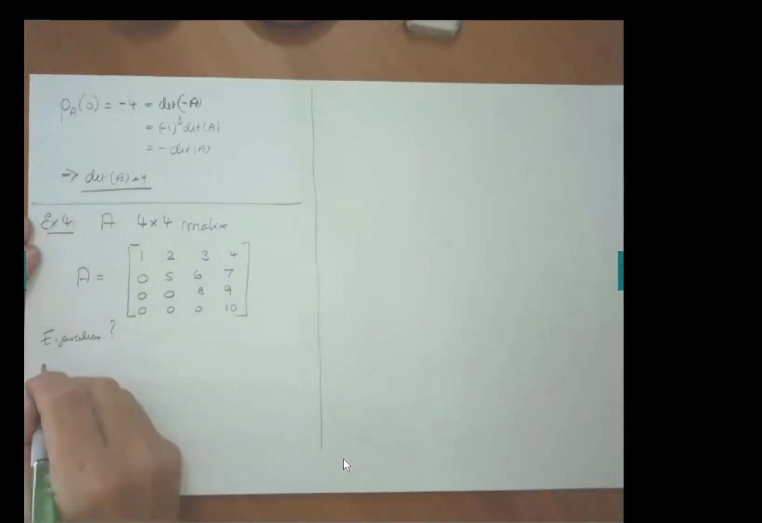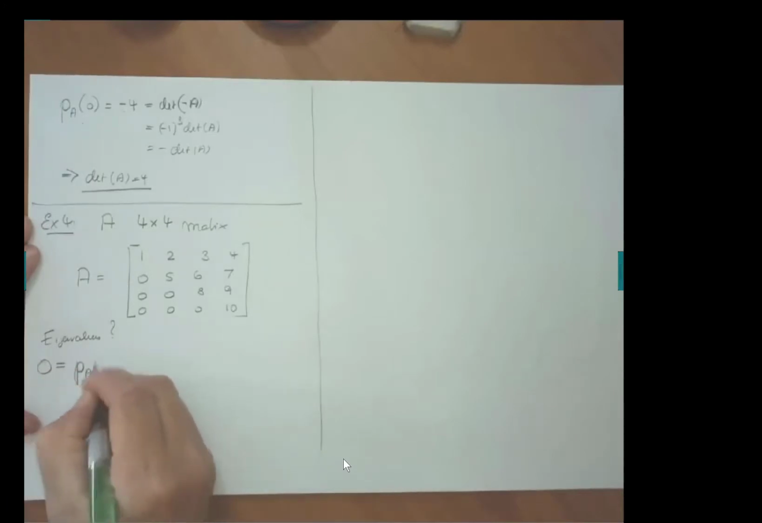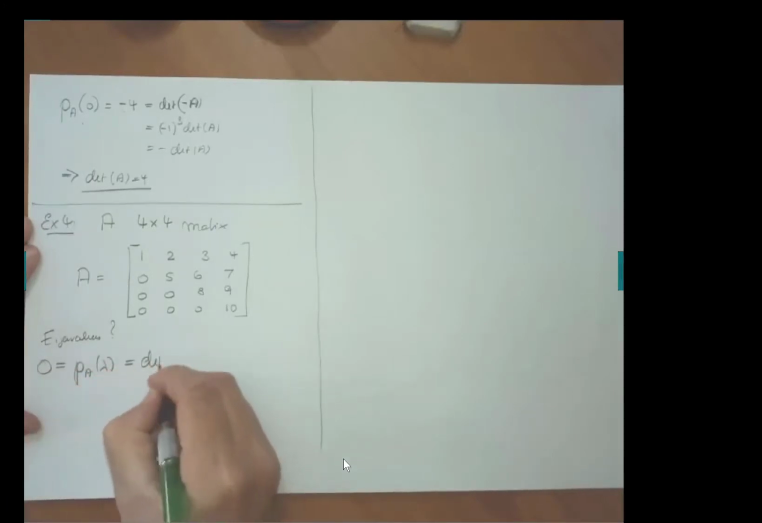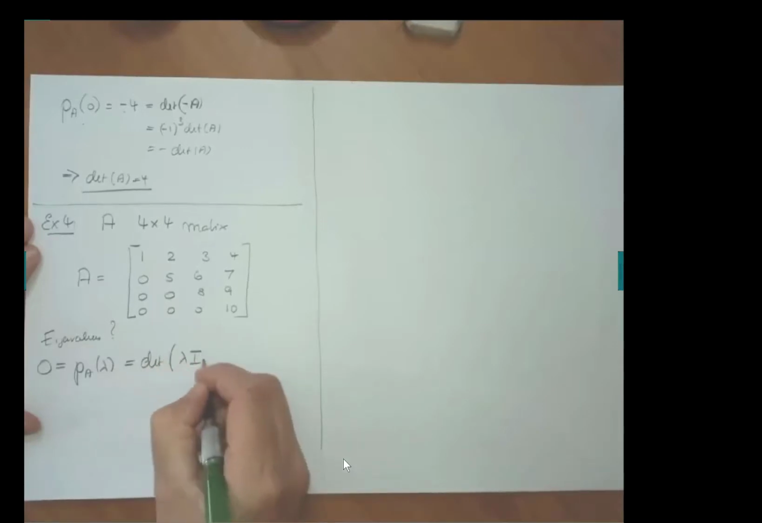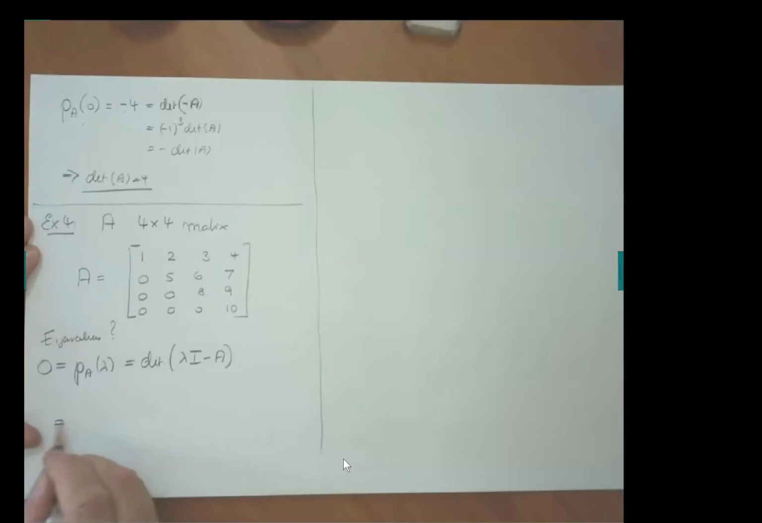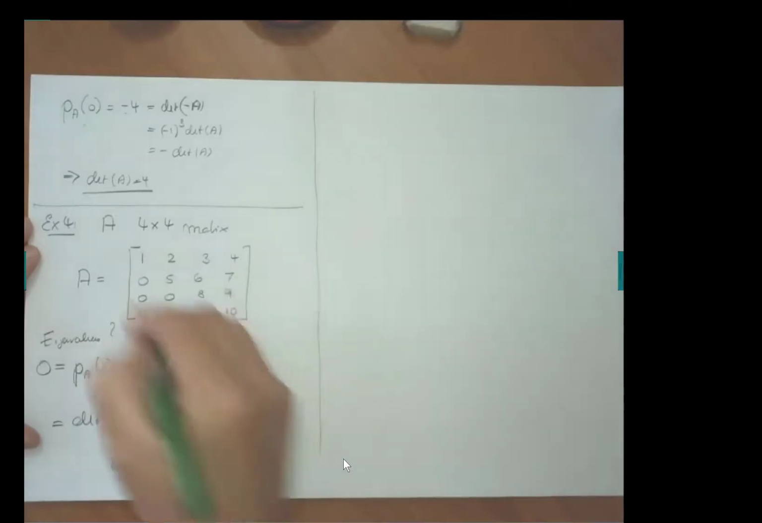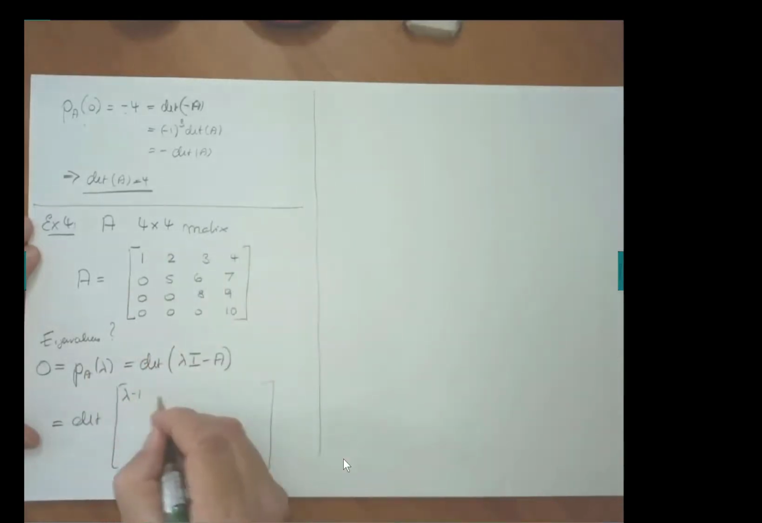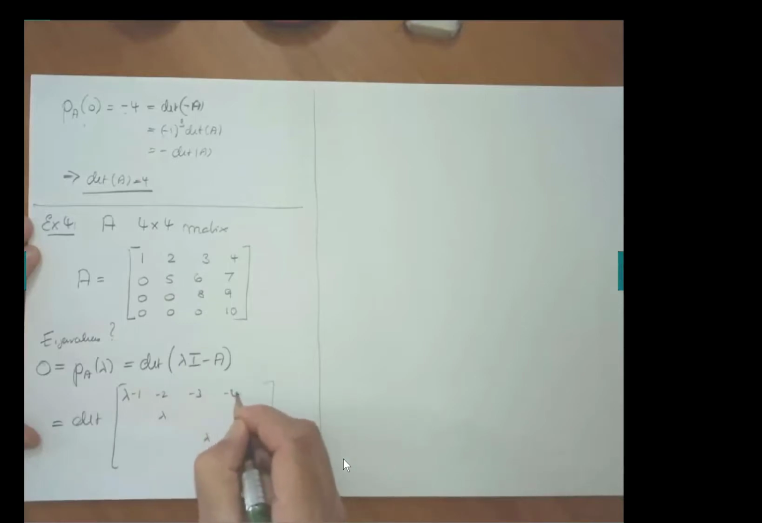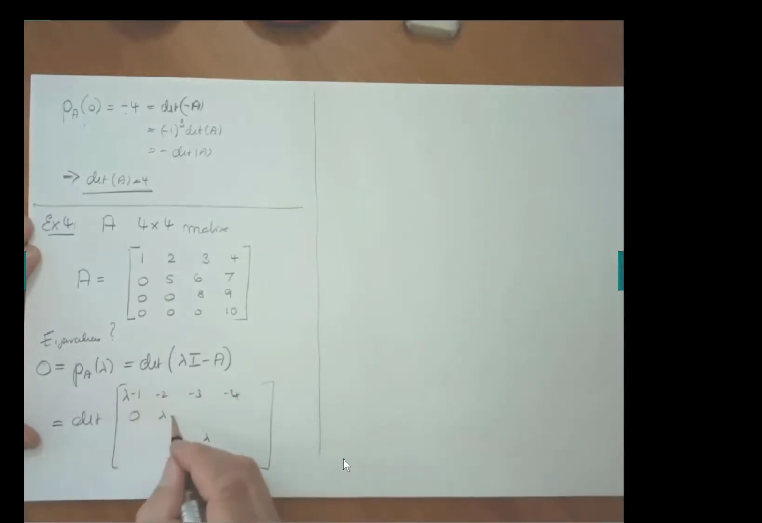Okay, so we have to solve 0 equal to P_A(lambda), which is again the determinant of lambda times the identity minus A. So this is the determinant of, again, it starts with the same thing. Lambda I means everywhere along the diagonal we have a lambda. Then everywhere else we subtract A. So -1, -2, -3, -4, 0 minus 0 is 0, -5, -6, -7, 0, 0, -8, -9, 0, 0, 0, -10.